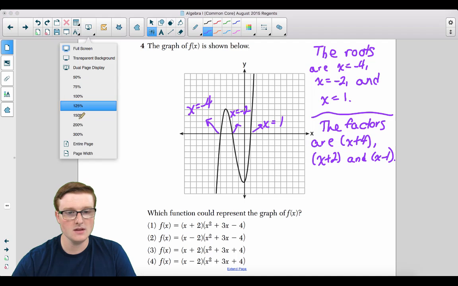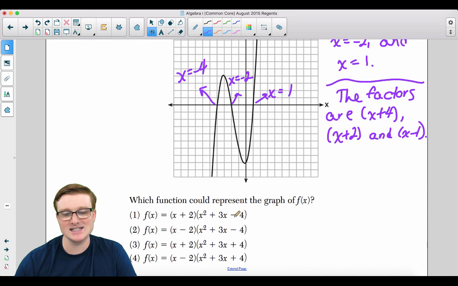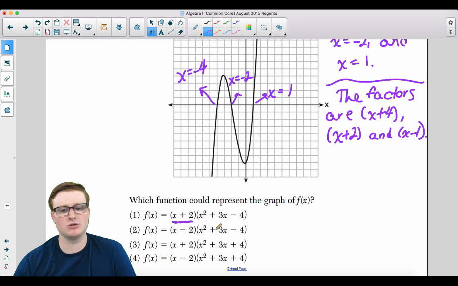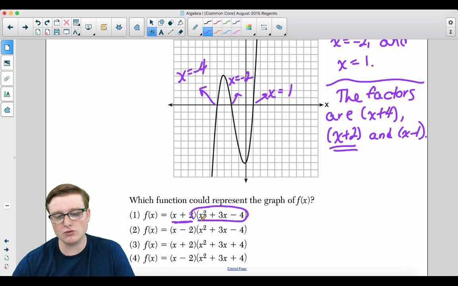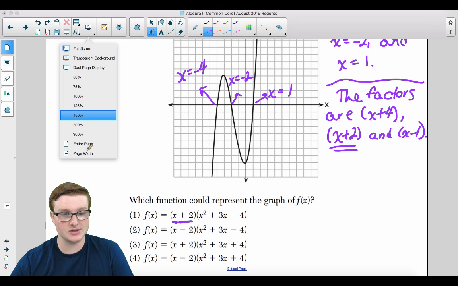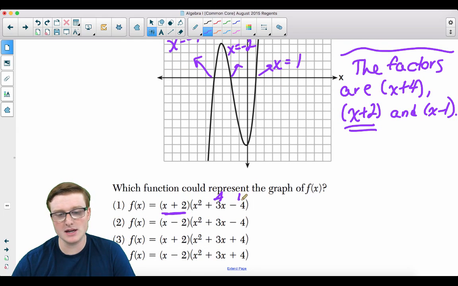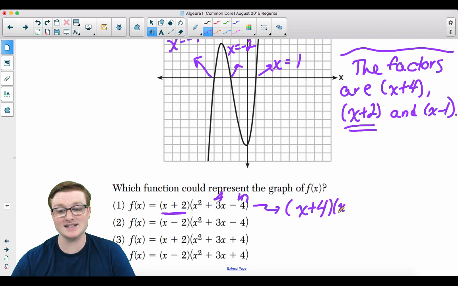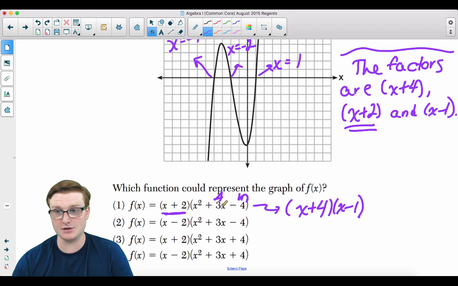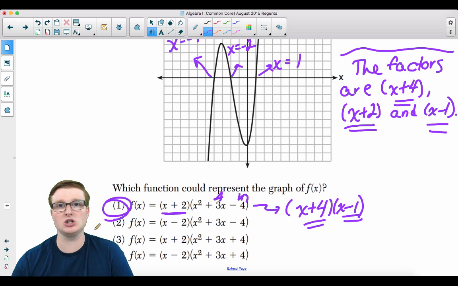Well, the problem is some of these are not factored all the way. So what we got to do is say, hey, wait a minute. We have x plus 2, right? That's definitely a factor. That works. Now, does this polynomial right here factor to x plus 4, x minus 1? Well, let's see. If we factor this, what adds to positive 3 and multiplies to give you -4? Well, that factors into x plus 4, x minus 1, because 4 times -1 gives you -4, and 4 plus -1 gives you positive 3. And x plus 4, that works, and x minus 1, that works as well. Your answer is going to be choice 1.